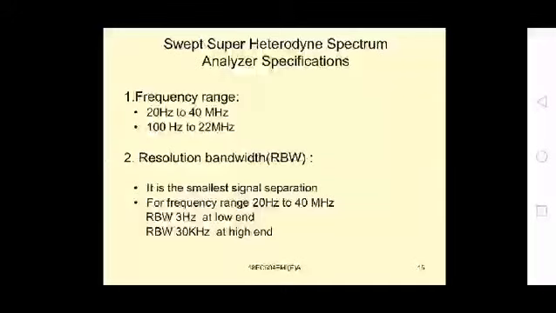The specifications of this super heterodyne spectrum analyzer: the frequency range it can measure is from 20 Hz to 40 megahertz, that is audio frequency to radio frequencies, and 100 Hz to 22 megahertz. Then the resolution bandwidth, which is the smallest signal separation between two frequency components. For the range from 20 Hz to 40 megahertz, the resolution bandwidth is 3 Hz at the low end and 30 kilohertz at the high end.